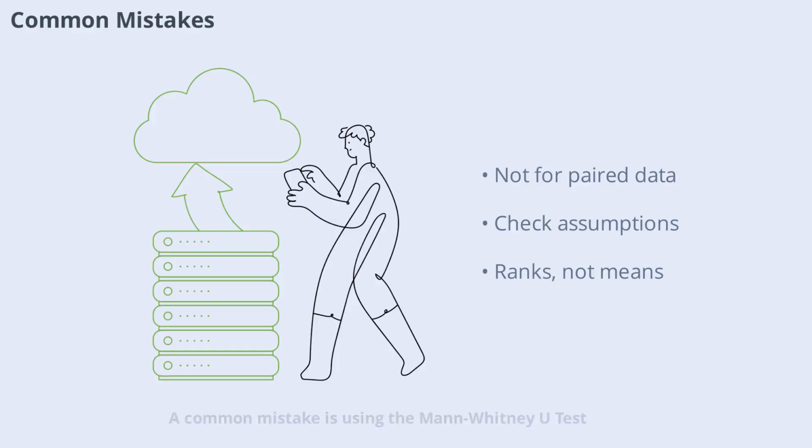A common mistake is using the Mann Whitney U test for paired data or when the groups aren't independent. Another is misinterpreting the results as comparing means rather than ranks. Always check your data and assumptions before running the test.